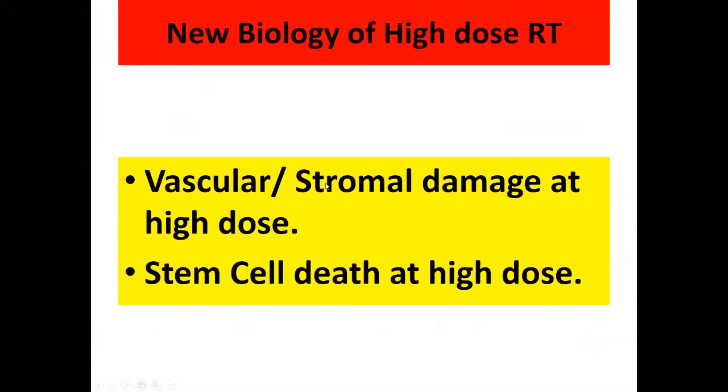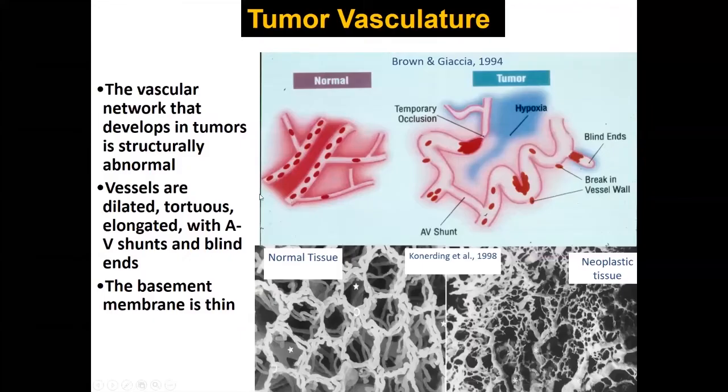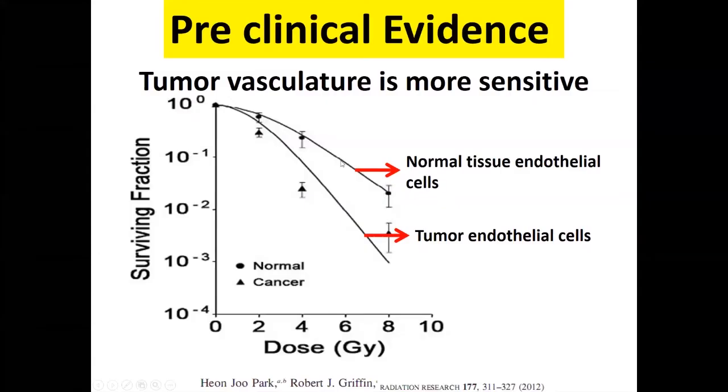So I will just discuss one by one. Now we know the vasculature of the tumor is usually aberrated. Vessels are dilated, tortuous, elongated. They have AV shunt. They have thin basement membrane. And if you look at the cell survival curve of endothelial cells of tumor and normal endothelial cell, this cell survival curve is much steeper, which means that tumor endothelial cells are more sensitive than the normal endothelial cells.